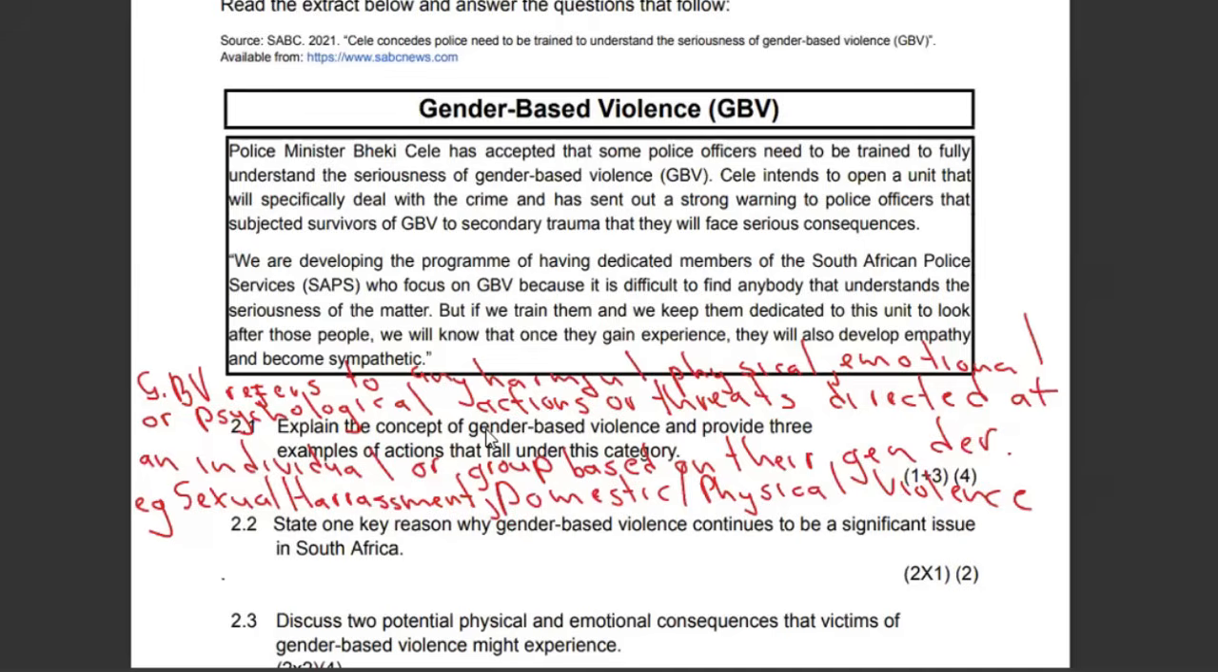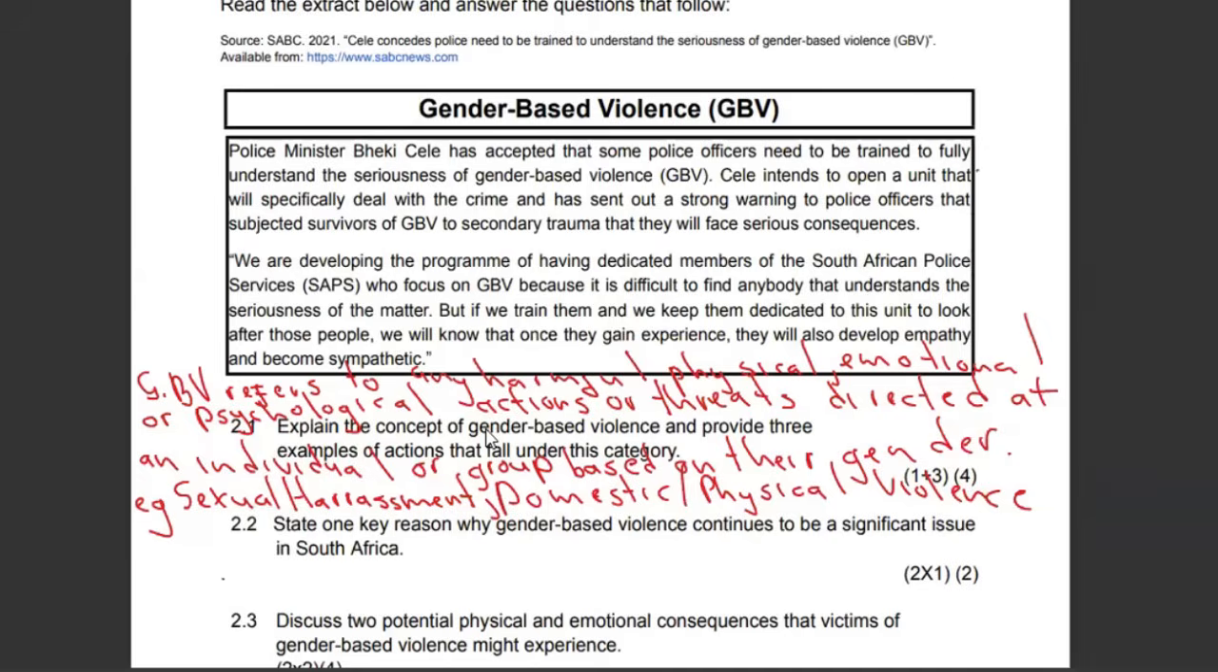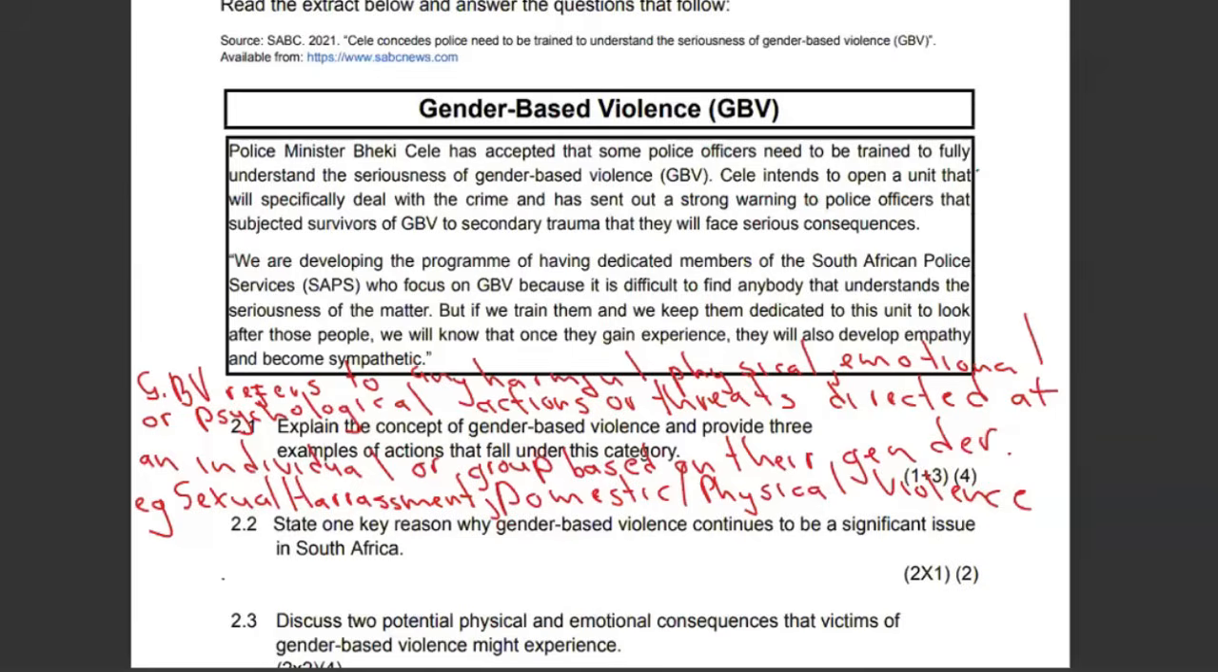Now, 2.2, state one key reason why gender-based violence continues to be a significant issue in South Africa. So why does it remain a significant issue in South Africa? There are various reasons why gender-based violence is entrenched within South African society. Some of this stems from historical experiences which people have experienced. So there are so many things. Like I said, it stems from history.